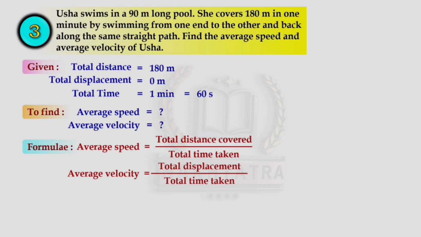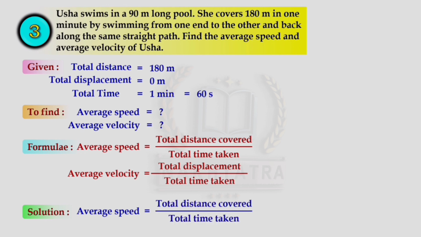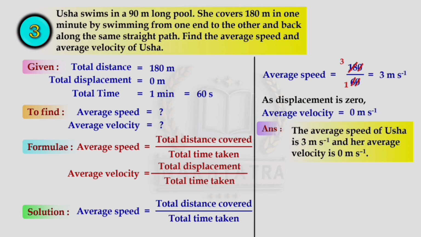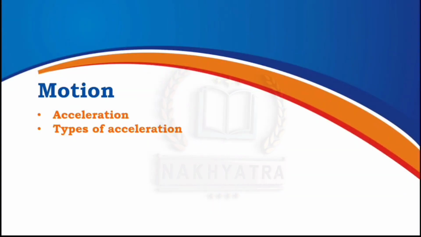You can solve this sum by yourself because this is also a formula based question. So find out the average speed first. Now put the value for total distance covered, 180, and our total time taken is 60. So we will get average speed equal to 3 meter per second. Now as displacement is 0, average velocity equals 0 meter per second. So the answer is, the average speed of Usha is 3 meter per second and her average velocity is 0 meter per second. So students, our next topic is acceleration and types of acceleration.